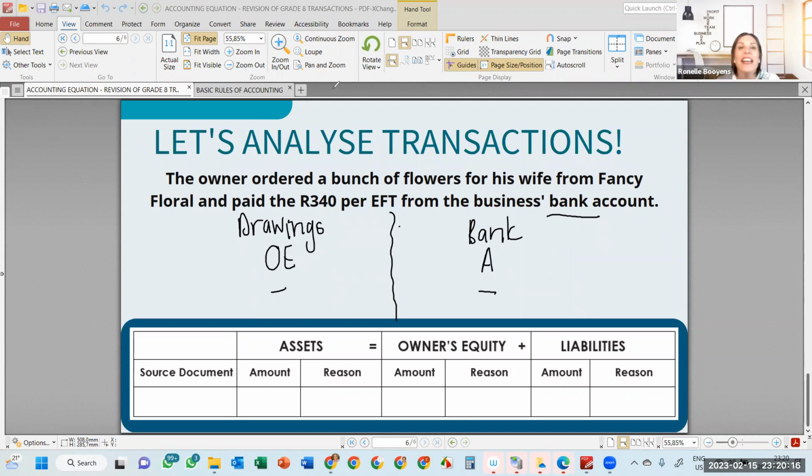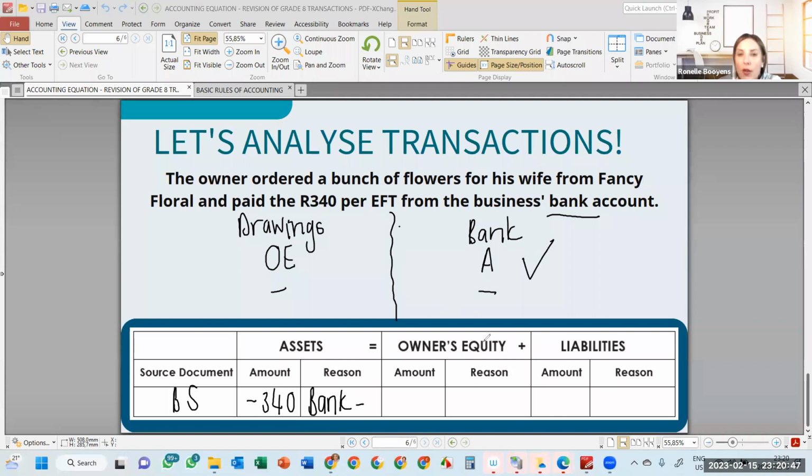Correct. Righty. Now, if it's per EFT, then we know by now the source document is the business's bank statement. Right. Did anything happen to assets? Yes, there's the bank asset. What happened there? The assets of the business decreased by how much? 340. Why? Because money was taken out of the business's bank account. So the bank asset decreased. Okay, so we've dealt with this one.